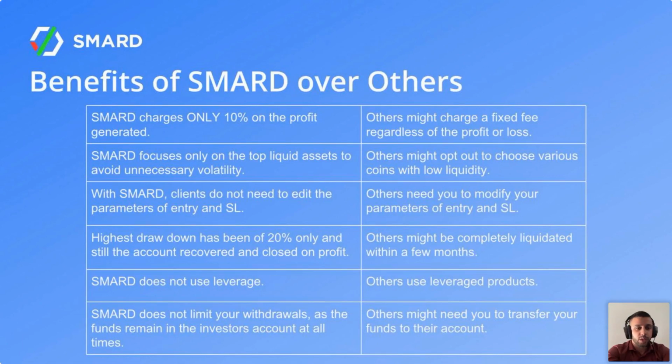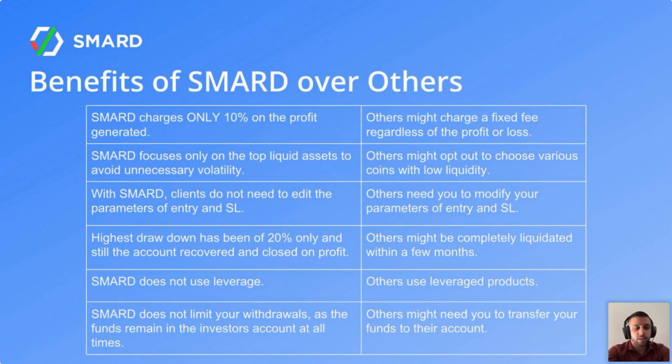and that, from our perspective, is a risky game. With Smart, clients don't need to edit their parameters of entry, stop losses and take profits, because these things are automatically done by us in the background. Whereas with others, they send you a specific signal that you have to enter in a specific time frame that has entry parameters, stop losses and take profits, which again is against the ideology of automated trading.